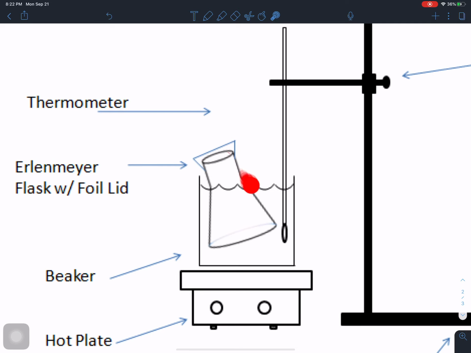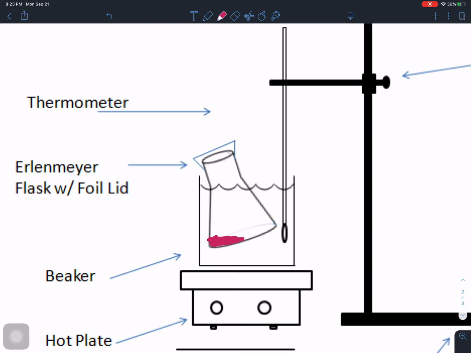So here we have our Erlenmeyer flask, and it's submerged in a hot water bath so that we can cause the liquid to vaporize. We're heating it using a hot plate because these volatile liquids are flammable, so we don't want any open flames. We have a thermometer here so that we can measure the temperature of the water. And here's our flask. The flask is going to be covered with a foil lid, and there will be a little tiny hole in it. So what we're going to do is put some of the liquid, like 4 or 5 milliliters of liquid, into this flask, cover it, and submerge it in the water.